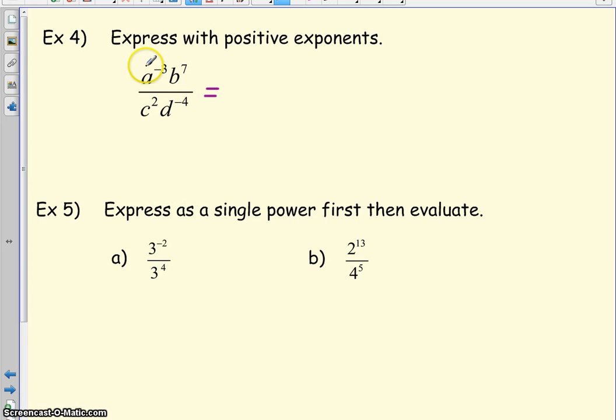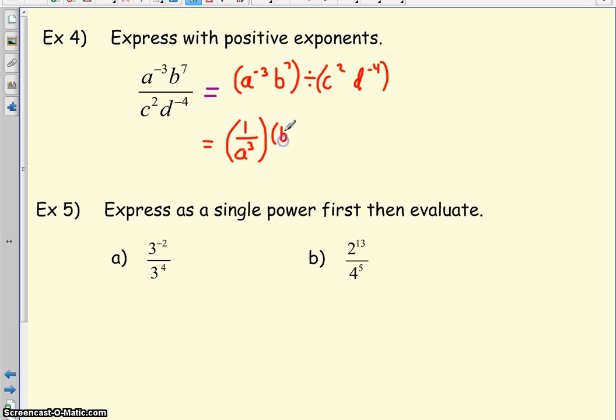So I'm going to go through this one a little bit slower just to show you what's actually happening. Eventually you'll see a bit of a faster way to get from the question to the final answer. But I'm going to write this out in a longer way, saying this is going to be a to the negative 3 times b to the 7 divided by c squared times d to the negative 4. So I haven't changed anything. I've just rewritten it with, instead of a fraction, using division. And I'm going to evaluate all these separately. So a to the negative 3 we know is 1 over a cubed. Okay, b to the 7 is just b to the 7.